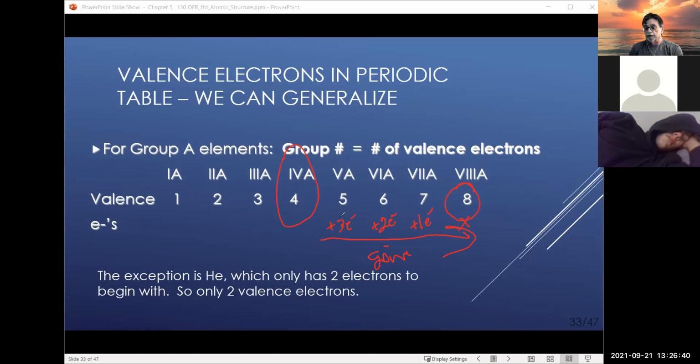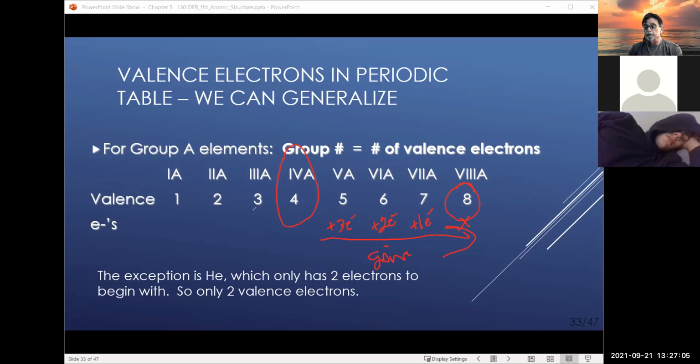Okay, and so group five, six, and seven, they're going to gain electrons. The result is the element goes from a net zero charge to either a negative three, negative two, or a negative one charge ion. The ions are the elements that either gain or lose electrons.